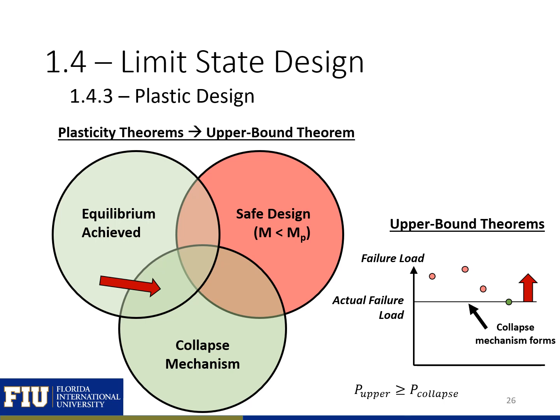An upper bound plasticity theorem is one where we have equilibrium and we have a collapse mechanism that forms. So in an upper bound theorem, we're going to always have a predicted failure load that's equal to or greater than our actual failure load. So in an upper bound theorem, we may have an unconservative design.